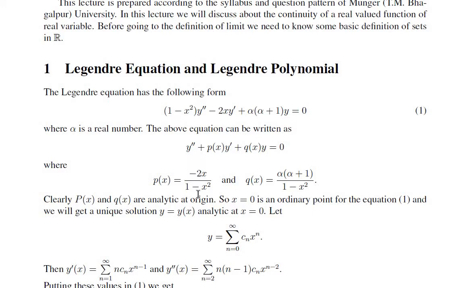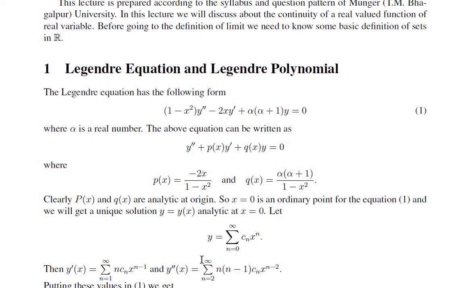Since these are analytic functions, actually they are analytic for mod of x less than 1. If mod of x is less than 1, then that is analytic. So we will get an analytic solution, which is unique. So for the analytic solution, we take y equal to the sum of c_n x to the n, where n equal to 0 to infinity.